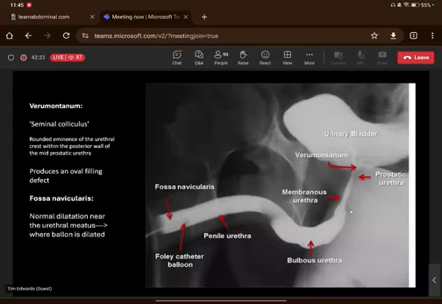And then this will run through, as we know, into the longest portion, which is the penile urethra. And then we've already spoken about the fossa navicularis here.